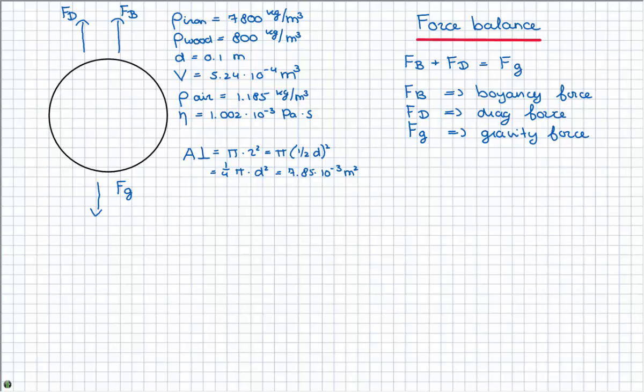If we rewrite the force balance to the drag force, we will get Fd is Fg minus the buoyancy force. Now we said in the text that the buoyancy force was negligible compared to the other forces. This is because the density of the iron ball is so large that the buoyancy force has almost no influence. So we can rule the buoyancy force out.